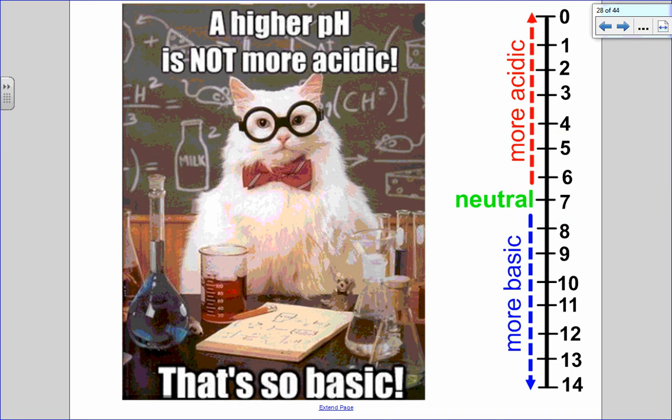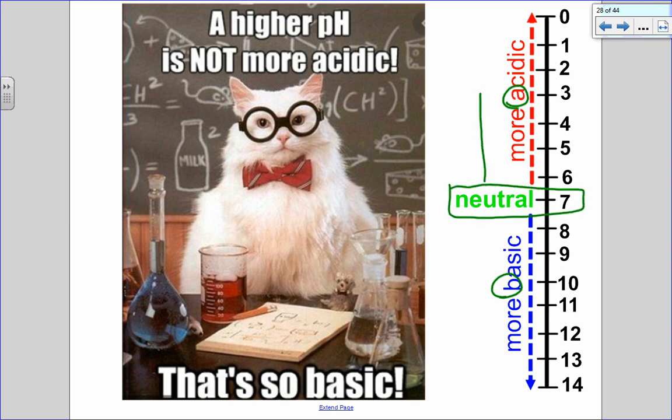Before I begin that, a little note. The higher the pH is not more acidic. That's so basic. Little chemistry joke for you. Again, remember my little trick of acidic and basic, and from the neutral they go in opposite directions. More acidic here, more basic here.